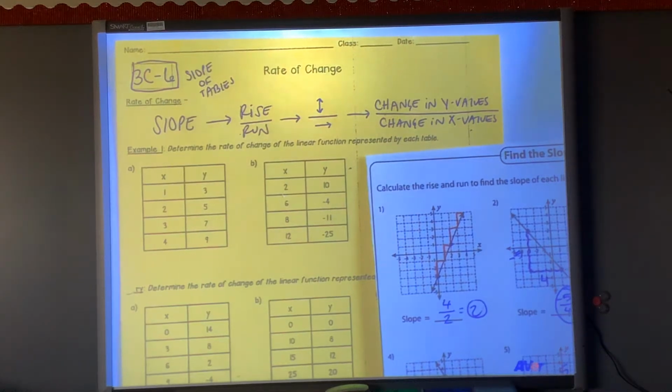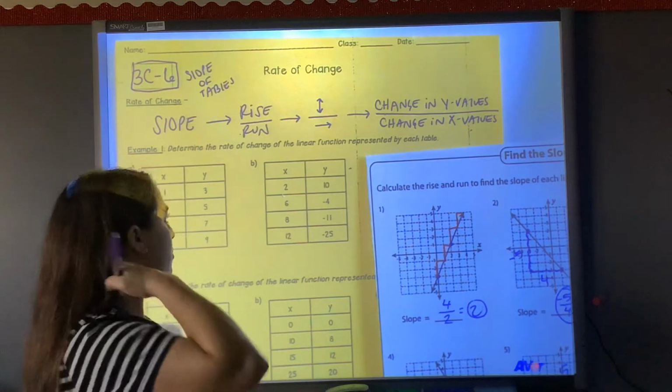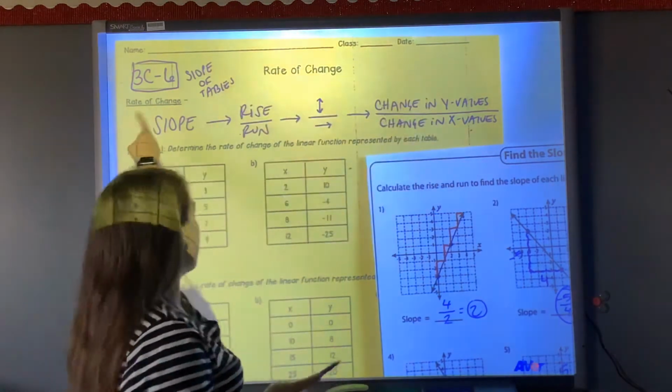Hey guys, this is going to be a quick video over slope of tables for your 3C-6 notes for slope of a table. I do want you to pause your video real quick and write this down.